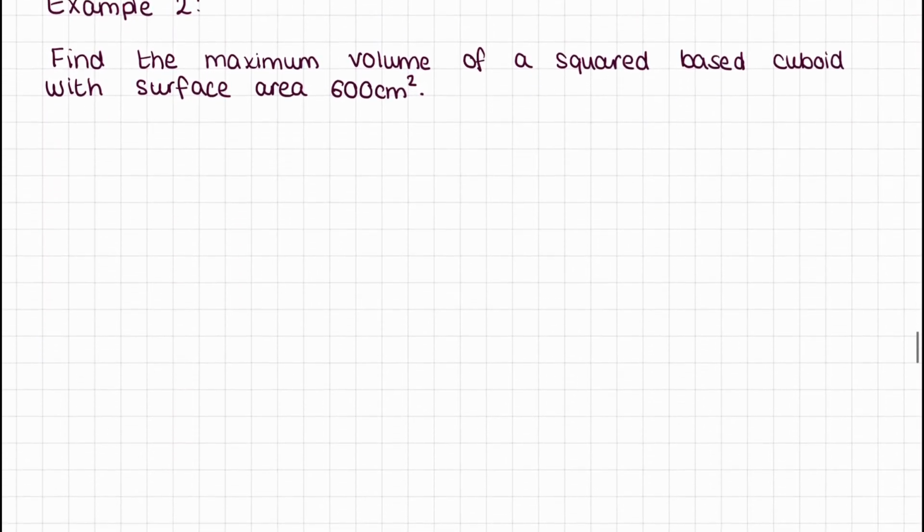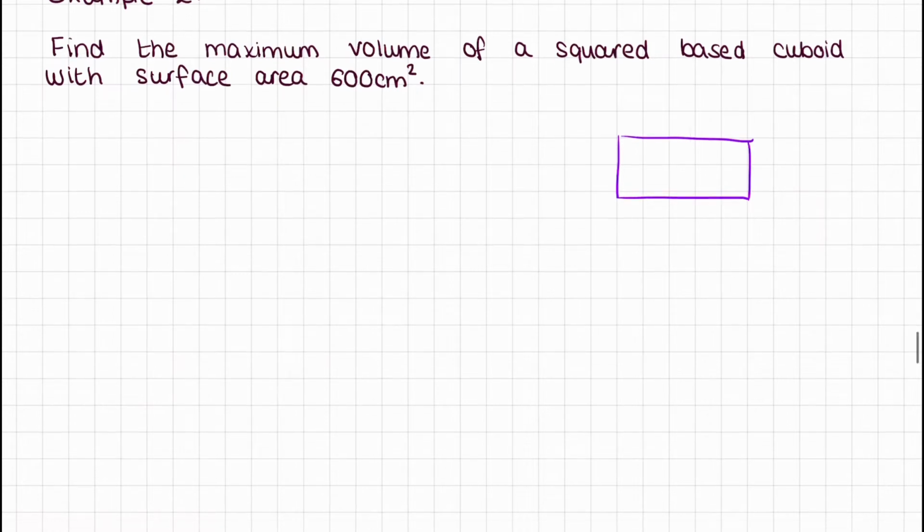Example 2: find the maximum volume of a square-based cuboid with a surface area of 600 centimeters squared. First of all, let's just draw a quick diagram of a cuboid. A cuboid is the same as a rectangular prism, except the base is a square. So in this one, we know this will be x, that will be x, and then we have something for the height.